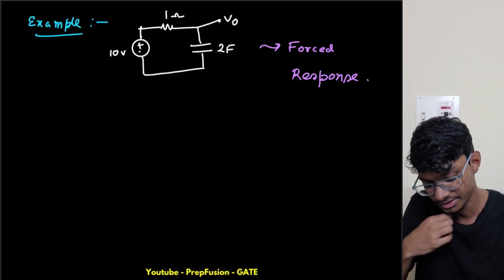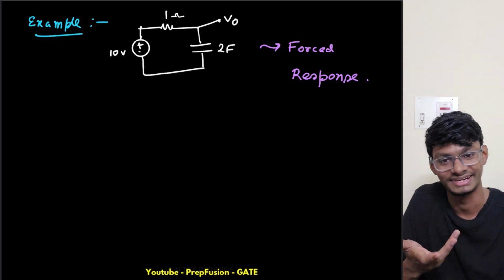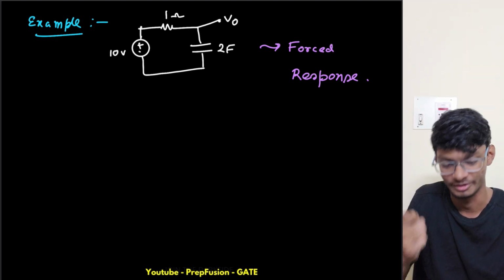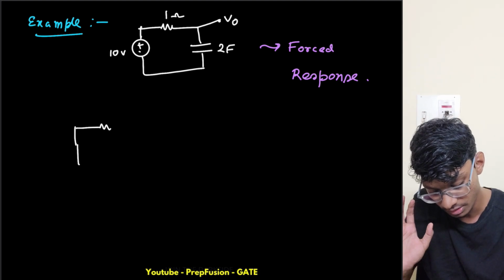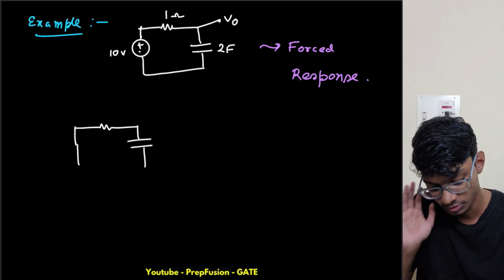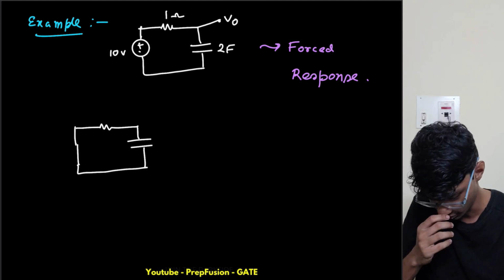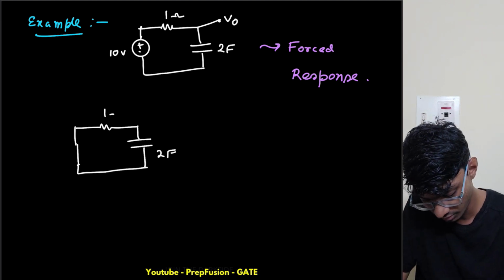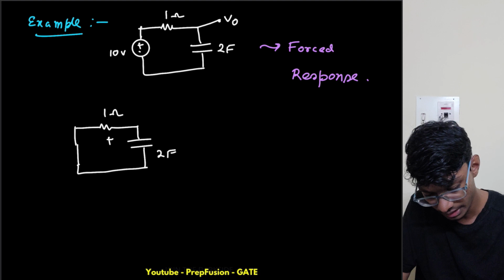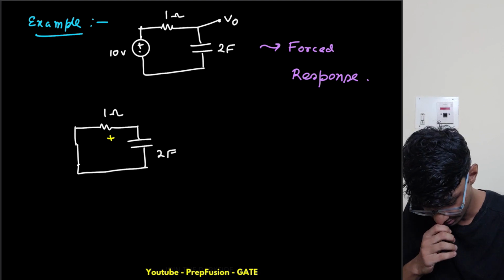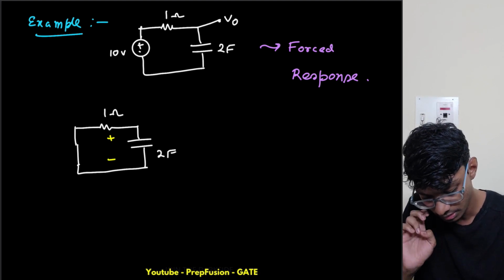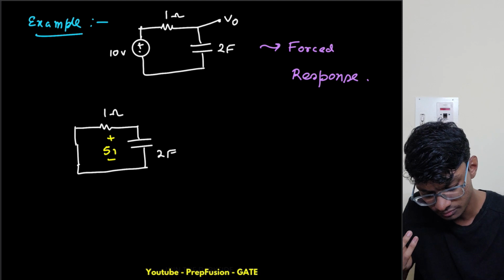Now what do we call the zero input response? So another example will be zero input only. This time you don't have to guess. This time my input is zero, but I only have the capacitor, a source free network, basically the natural response. This is 2 farad, and this is again 1 ohm, let's say. And this time I have some initial condition on the capacitor. What is the initial condition? Let's say it's 5 volts only.